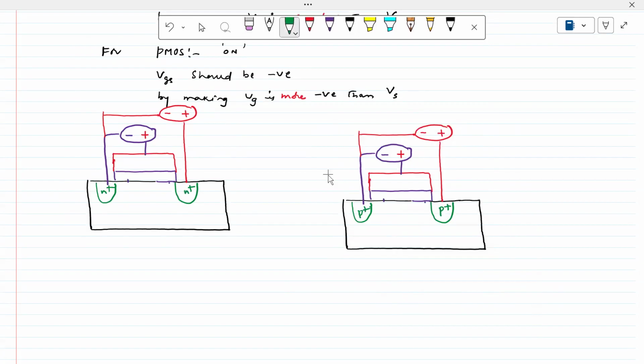Now, what is this called? This is VG. This is called VD. This is called VS. Drain to source, am I right? I'm writing this one. What about this one? VD, yes.